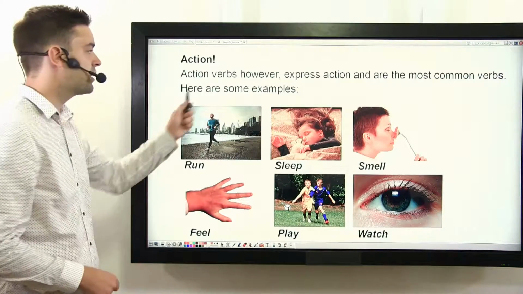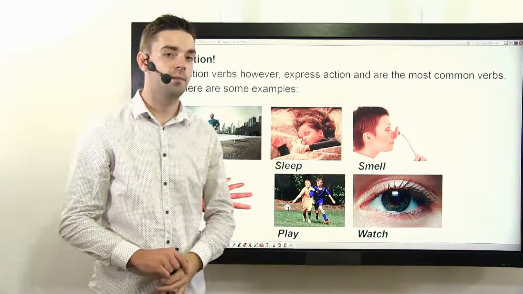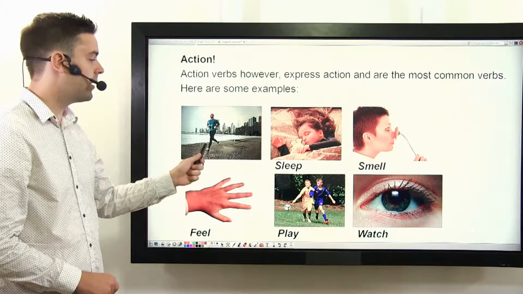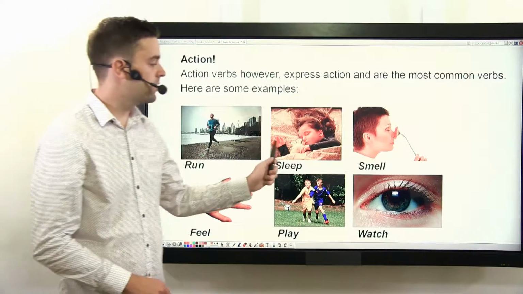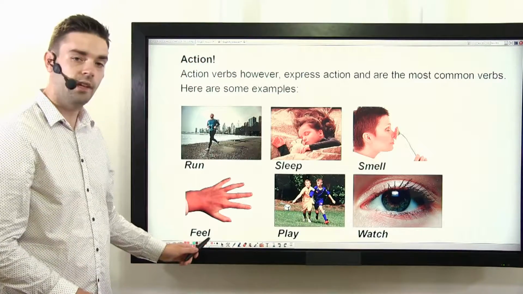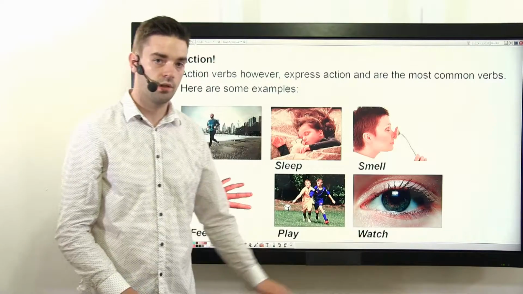Action verbs, however, express an action and are the most common verbs used. Here are some examples. Run, sleep, smell, feel, play, and watch.